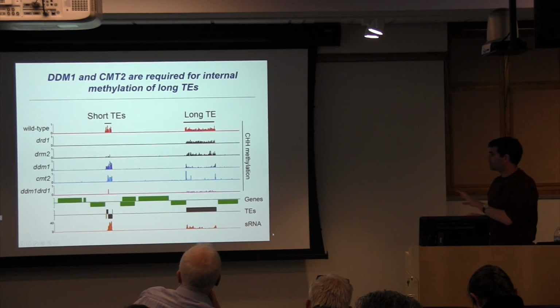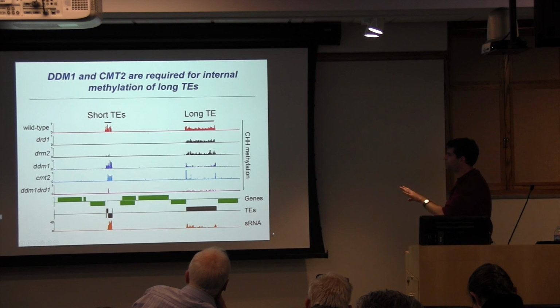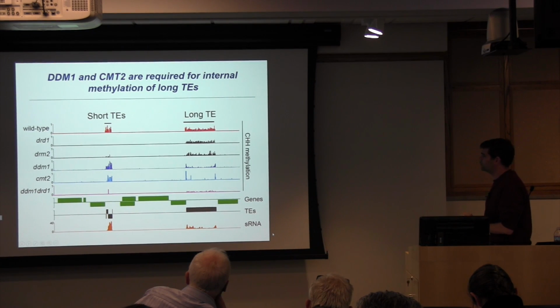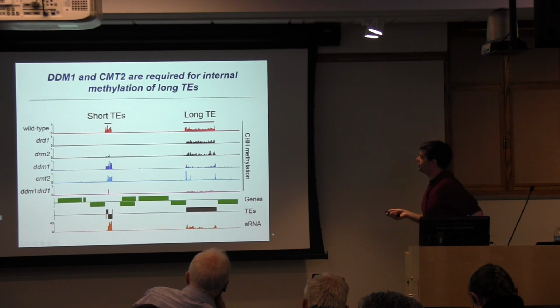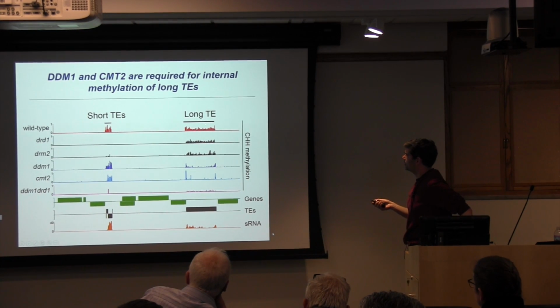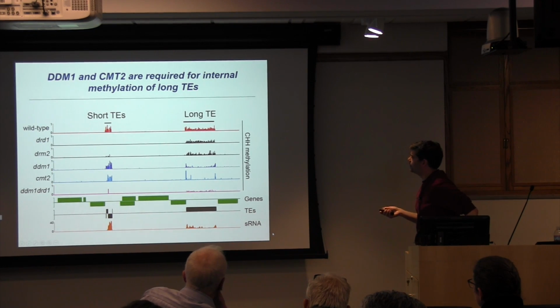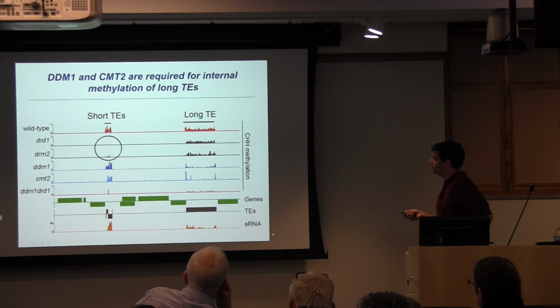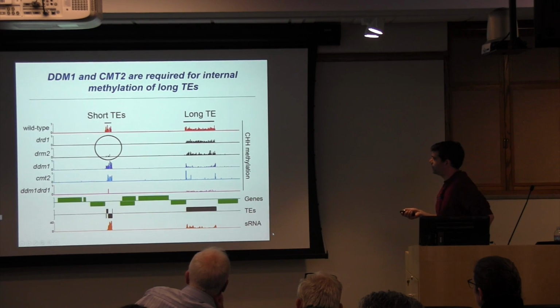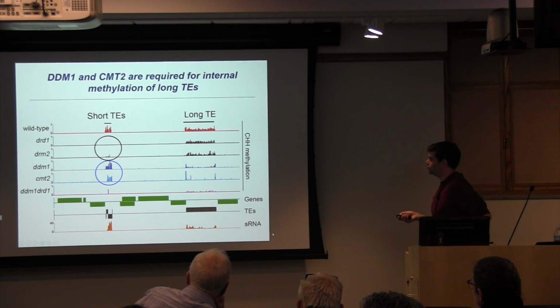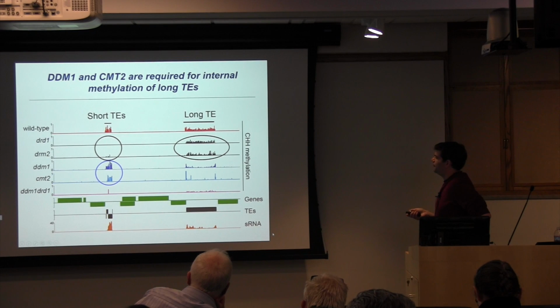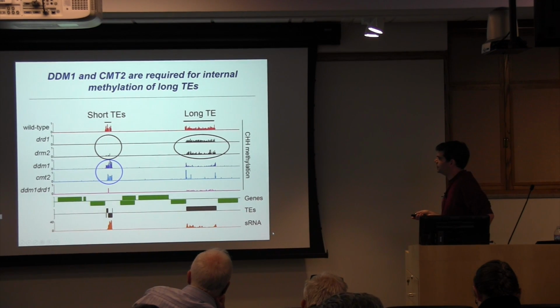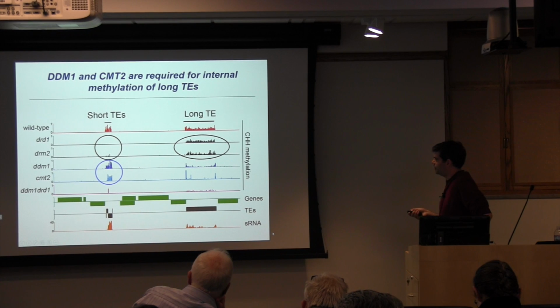I'll show you that just in a bit. This is just to help you visualize what's going on in a particular example. This would be a short transposon in Arabidopsis. This would be a long one. And this is the methylation in wild type. For the short transposon in DRD1 and DRM2, all the methylation is gone, but in DDM1 and CMT2, it's still there. For the long transposon, in DRD1 and DRM2, the methylation is mostly there, except right at the edges of the transposon. And for DDM1 and CMT2, it's the opposite. It's the methylation at the edges that is still there.